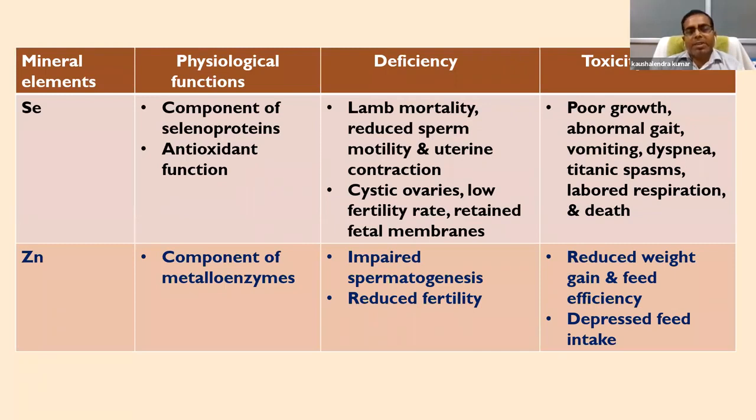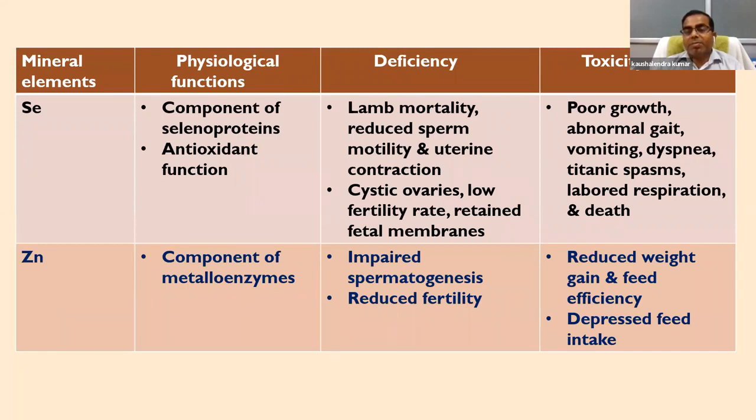And the deficiency of selenium, what happens in deficiency condition? Mortality will be increased in early stage. Reduction in sperm motility, uterine contraction, cystic ovary development, fertility rate will be decreased, and fetal membrane retention. There may be a chance of retention of the fetal membrane in female.